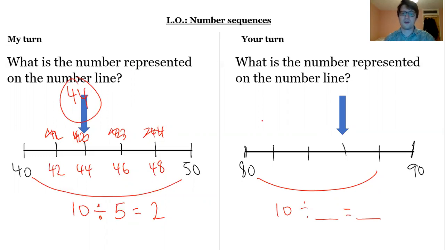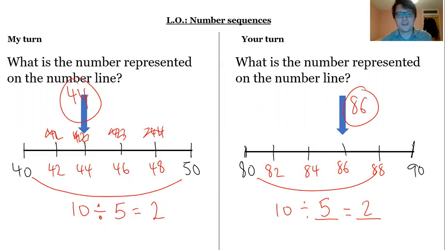Okay, so again, we've got 1, 2, 3, 4, 5 equal parts. 10 divided by 5 we know is 2, so we're counting in twos. 84, 86, 88, 90. So we can see the arrow is pointing at the number 86.